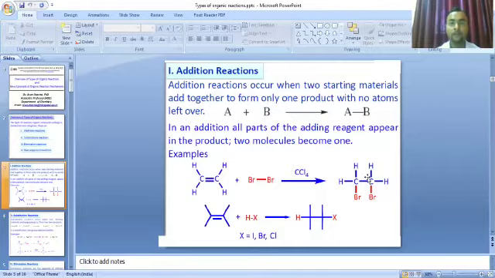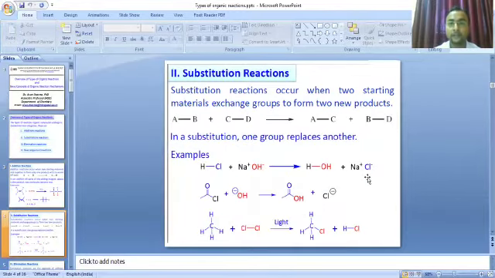Now come to the substitution reactions. Substitution reactions occur when two starting materials exchange groups to form two new products. Here you can see this example: AB and CD react to give the products AC and BD. In a substitution, one group is replaced with another one.